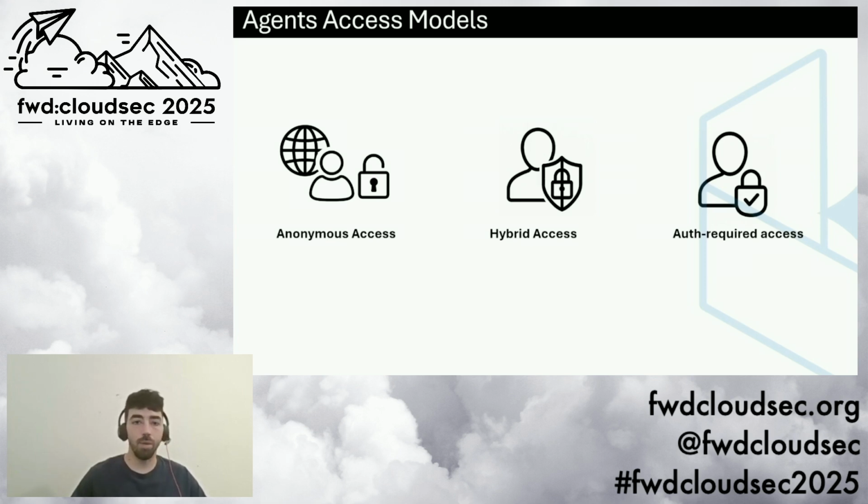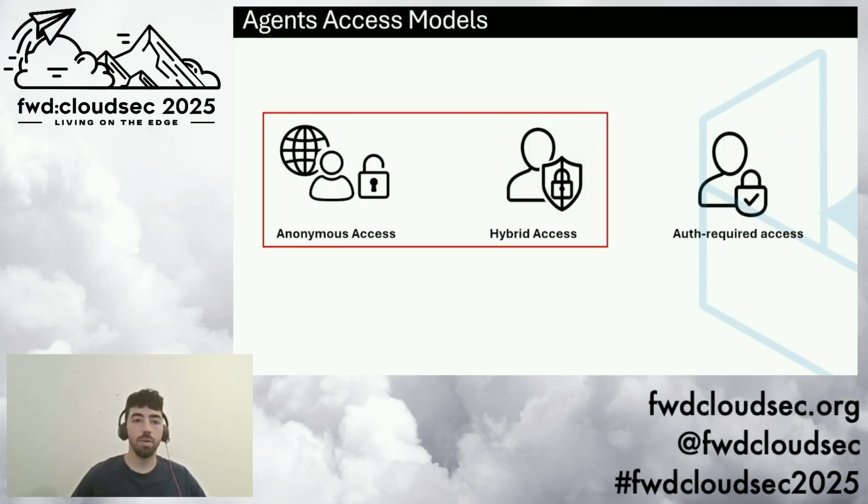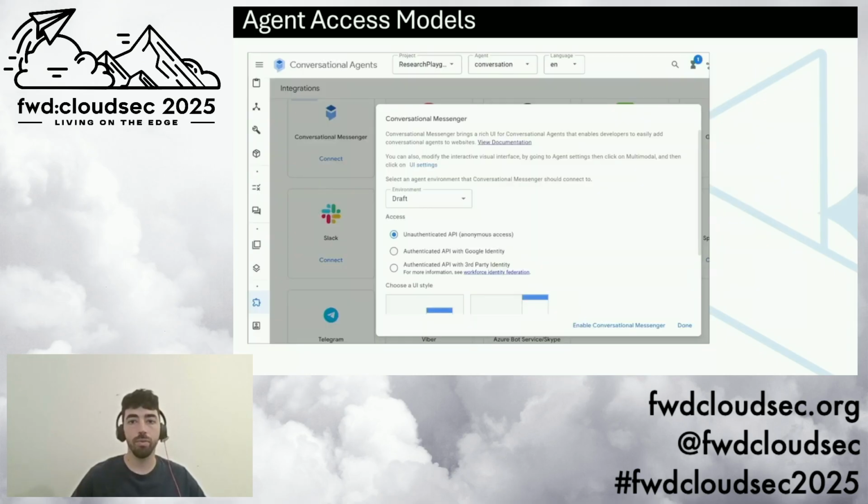The second one is the hybrid model, in which the agent itself is still configured as anonymous, but hosted on an internal website or a platform with an authentication mechanism. For example, an HR assistant agent embedded into a company's internal portal that requires employees to sign in. And the third access model is the auth required, in which every interaction with the agent requires authentication. But for now, we are going to focus on the anonymous and hybrid access models, in which the agent itself is anonymous or configured with public access.